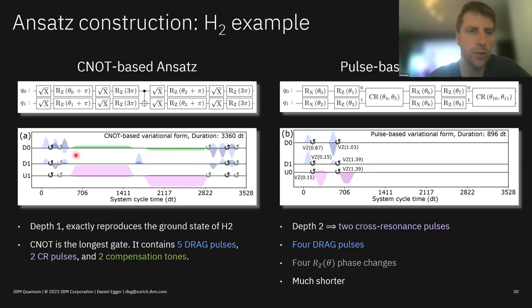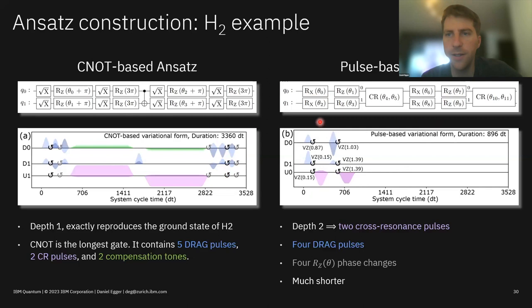What I have here to the left is a CX based Ansatz for 2 qubits. We have a CX gate here, and sandwiched between we have the RY rotations. If I were to transpile this to the hardware and schedule it in terms of pulses, it would look like this. And the only variational parameters that we optimize are these phase changes here, right? So this is really what the circuit is doing. The circuit is just optimizing phase changes. The rest of the pulses stay the same.